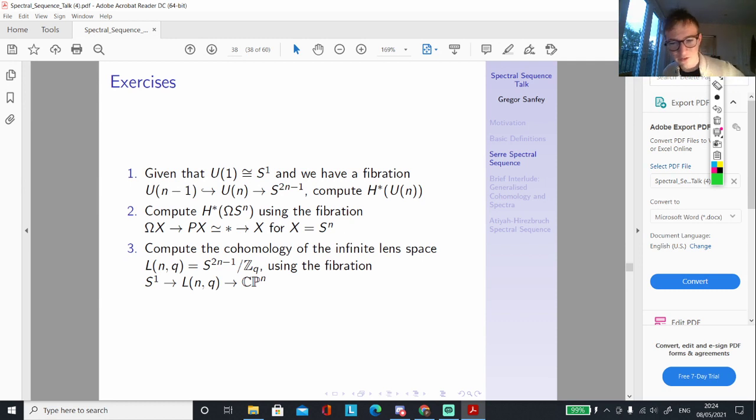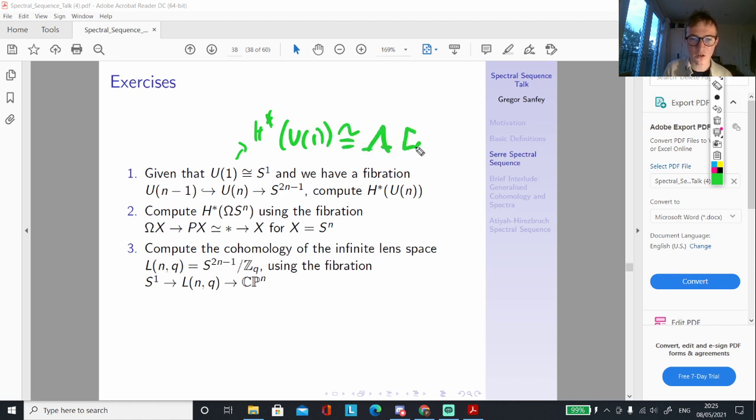So one last thing I'm going to leave you with are 3 exercises which use the Serre spectral sequence. These aren't really in any order of difficulty. I'd say these are all pretty much equally difficult. The first one is to use induction to compute the cohomology ring of the unitary group. For the inductive step, you have this, and therefore you have the base case being this exterior algebra. You can use induction to show that the final result is that the cohomology of U(n) is this exterior algebra on x1 up until x2n minus 1. And the inductive step is using the Serre spectral sequence.